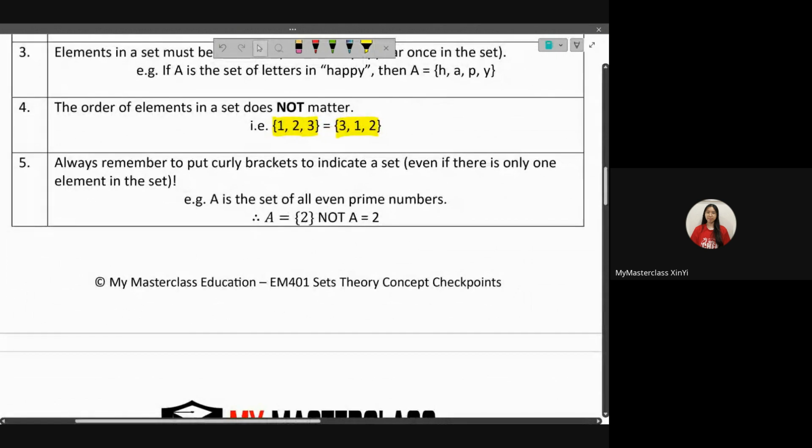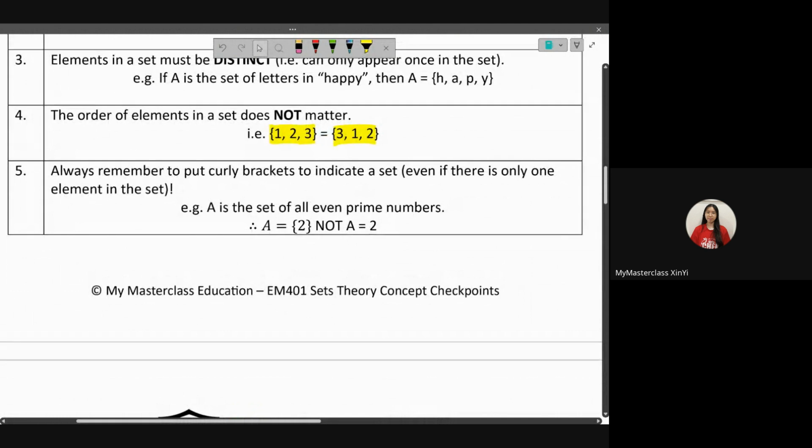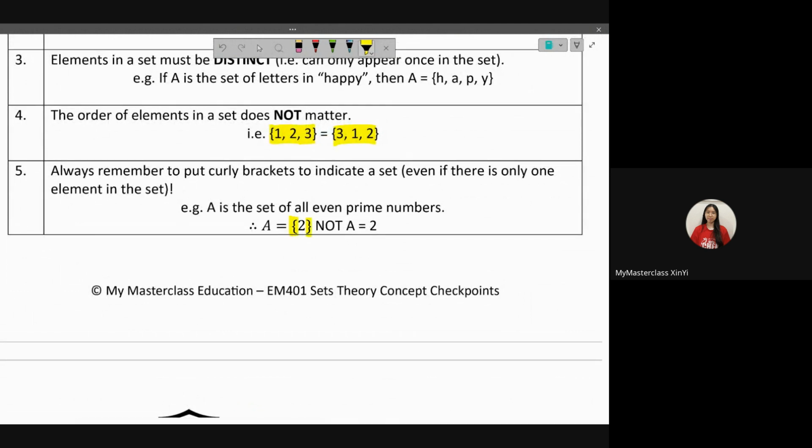Also, when we talk about sets, you should always include the curly brackets, unless we are just talking about the element itself. So in this case, if A is the set of all even prime numbers, there's only one even prime number, right? So you cannot just write A equals 2. A should be the set including the element 2. So always write the curly brackets.